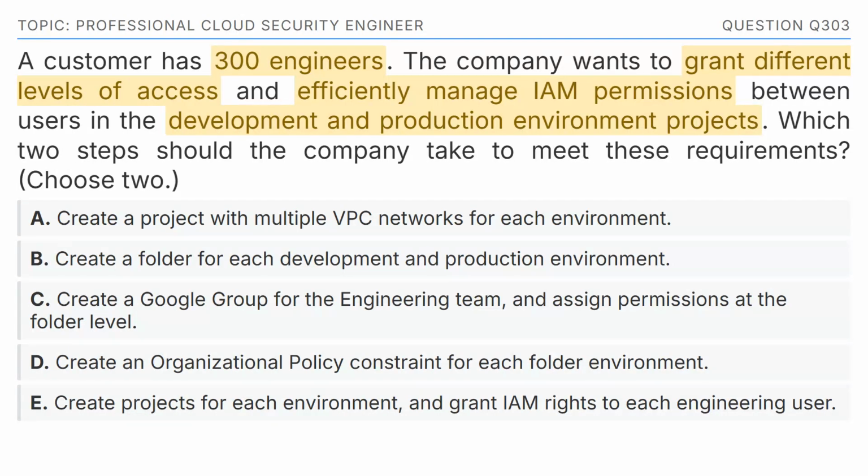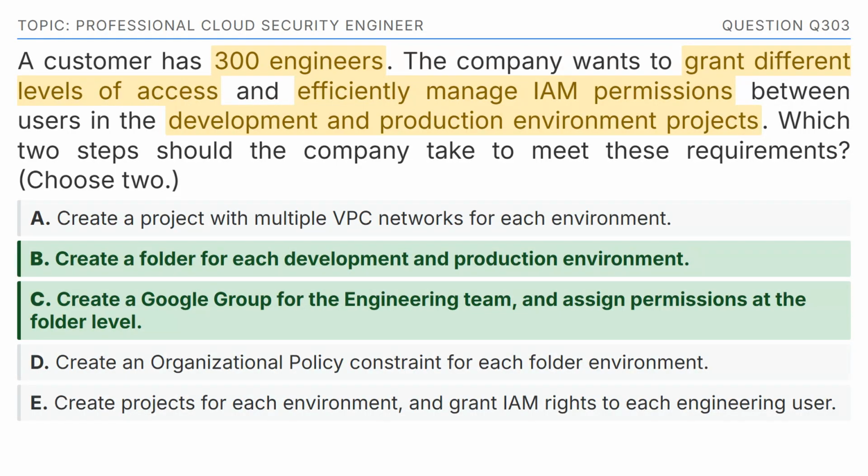To arrive at the correct answer, we focus on the keywords: 300 engineers, grant different levels of access, efficiently manage IAM permissions, development and production environment projects. The correct answers are Option B, create a folder for each development and production environment. And Option C, create a Google group for the engineering team and assign permissions at the folder level.